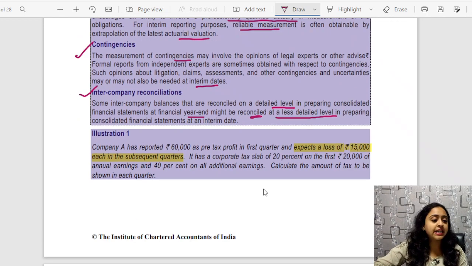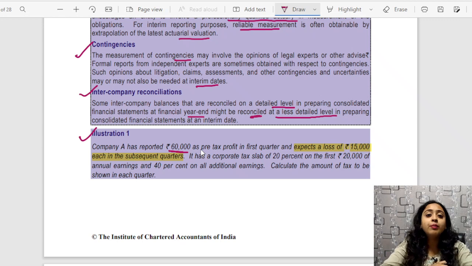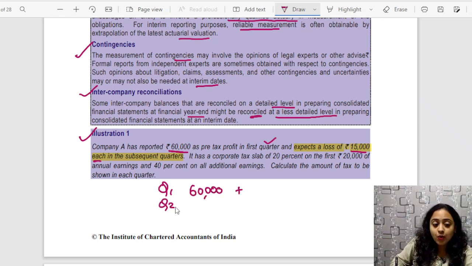Now we will head towards illustration number 1. Company A has reported 60,000 pre-tax profits, that is, profit without tax. It is 60,000 profit for quarter 1 and it expects a loss of rupees 15,000. It is very important to read the question carefully. It expects a loss of 15,000 each in the subsequent quarters. So see, quarter 1 has 60,000 profit, which is plus.